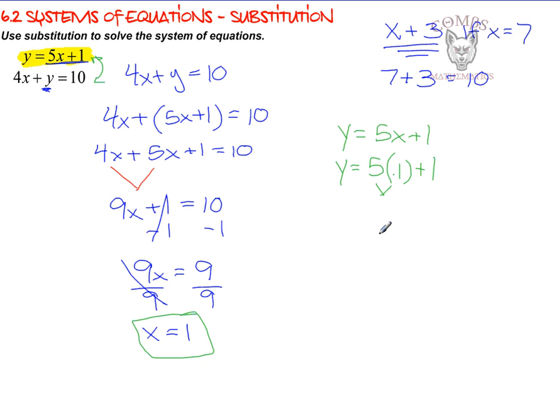Simplify by multiplying 5 and 1. 5 times 1 is 5, plus 1 leaves you with y equals 6. So we want to check to make sure we're right. If we are indeed correct that x equals 1 and y equals 6, when we substitute both values, again, in either equation, doesn't matter, y equals 6, x equals 1.